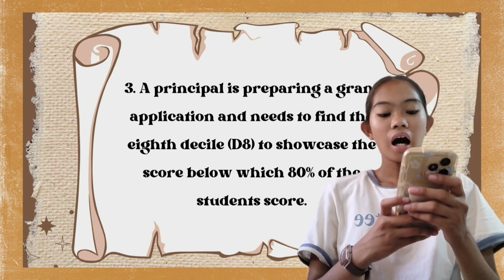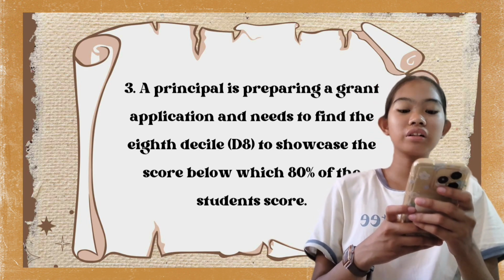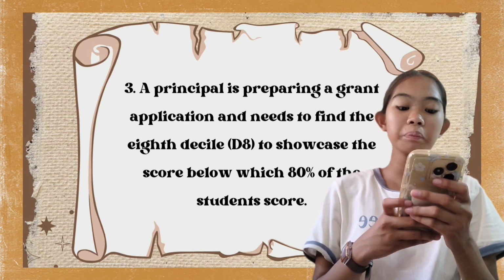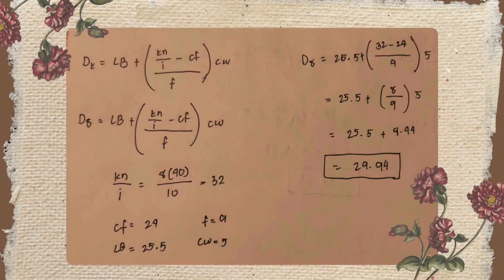Third problem. A principal is preparing a grant application and needs to find the 8th decile to showcase the score below which 80% of the students score. For the third problem, we are going to use the formula LB plus (Kn over I minus CF) over F, multiplied by CW. Kn over I is equal to 8 times 40 over 10. The result is 32. CF is equal to 24, LB is equal to 25.5, frequency is equal to 9, and CW is equal to 5.